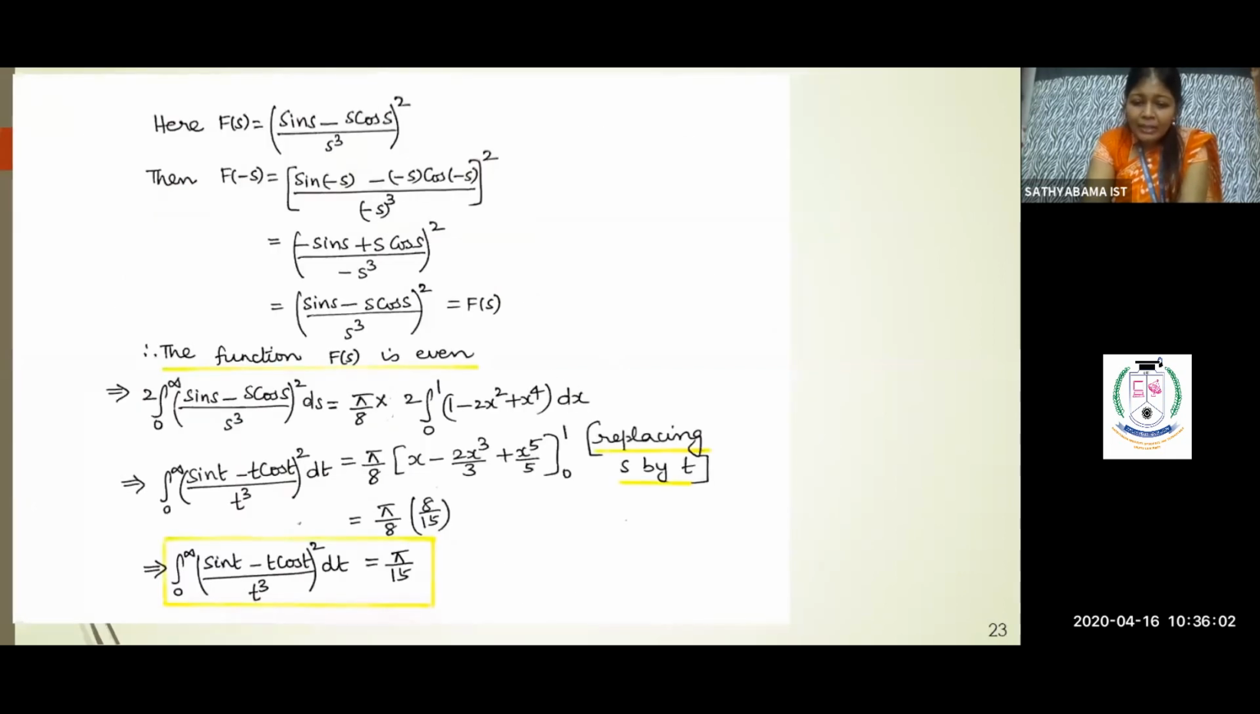What is 1 minus x square the whole square? It is 1 minus 2x square plus x power 4, by the a minus b whole square formula. Then I have simply integrated, simplified, and got the answer. So please remember the objective. When you remember what you have to prove, you can make changes accordingly and arrive at the answer.